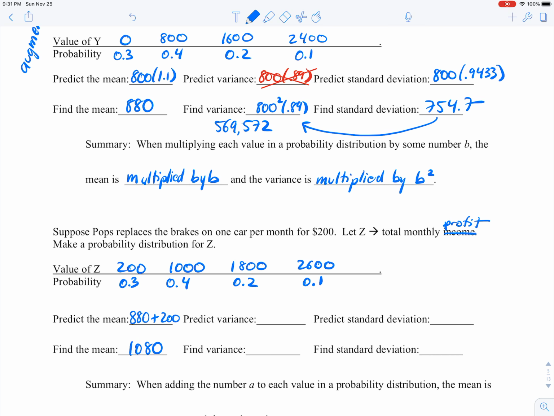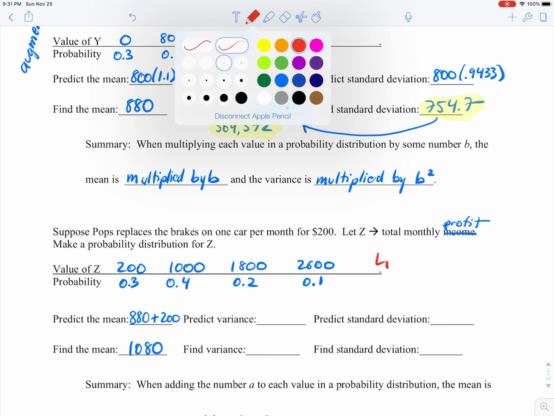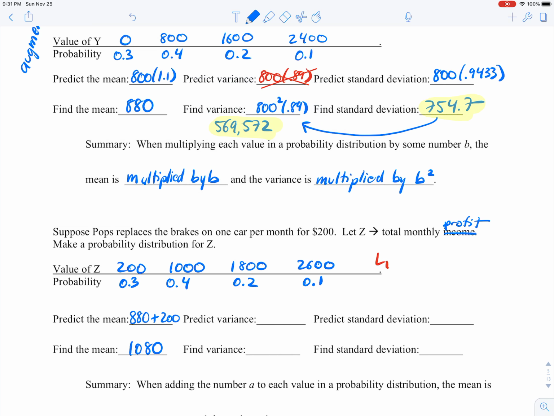Take a moment now to predict what happens with the variance and the standard deviation. What are your predictions? Remember, the old ones are up here. We've got 754.7 and 569,572. What's going to happen to those? If you want, go ahead and plug these into L1. So change L1 so you can figure it out and watch what pops out.